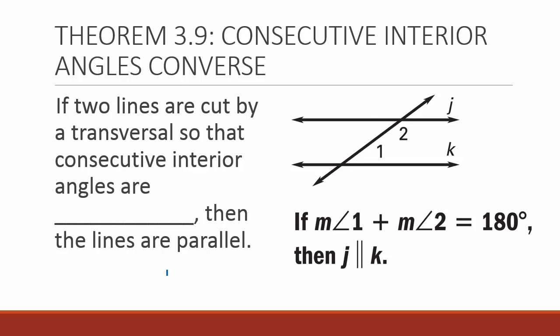Theorem 3.9, consecutive interior angles converse. If two lines are cut by a transversal so that consecutive interior angles are supplementary, then the lines are parallel. In this case, we notice that angle 1 and angle 2 are on the same side of the transversal and inside the parallel lines, and we know that the measure of angle 1 plus the measure of angle 2 is equal to 180 degrees, then we can say that line J is parallel to line K.